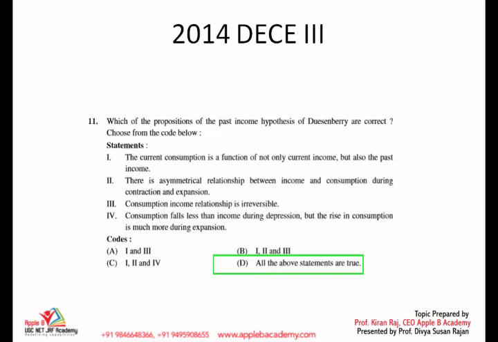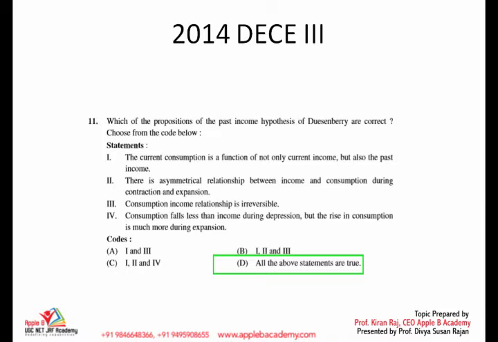So 1 and 3 hold true completely. Now let us have a look at the second statement. There's an asymmetrical relationship between income and consumption during contraction and expansion. True. Because of the demonstration effect and the ratchet effect, the relationship between income and consumption is not as symmetrical as we saw earlier in this theory. So again, with respect to contraction and expansion, the relationship is asymmetrical.